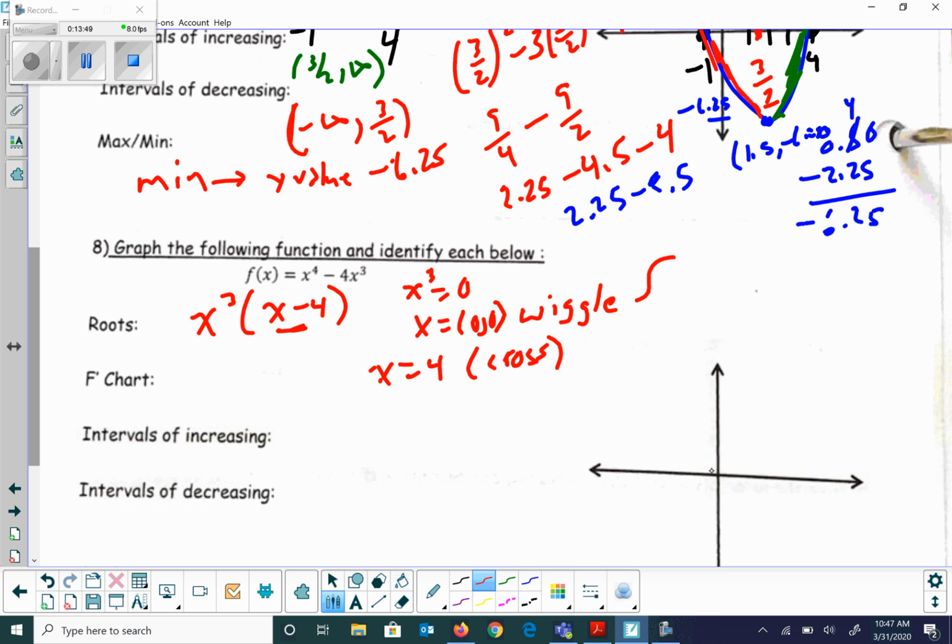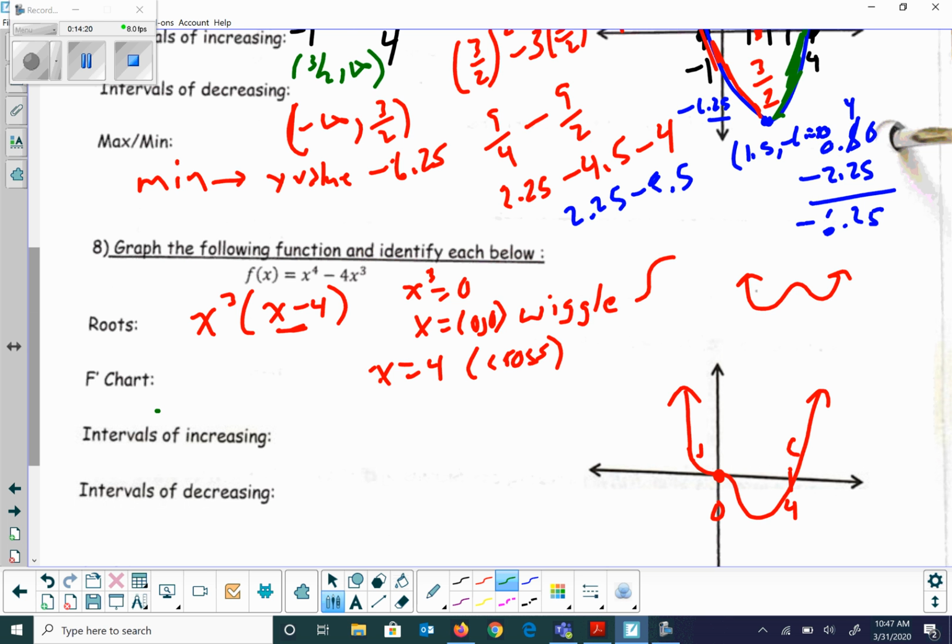All right, so I get 0, and I'm going to say that's a wiggle. And then I got 4, which is a cross. Okay, if it's x to the fourth, that means that the graph looks something like this. So we're going to create a wiggle here. Here's my wiggle, and then my cross looks just like that. Notice the wiggle has a little change of direction. That means it has some sort of point of inflection.